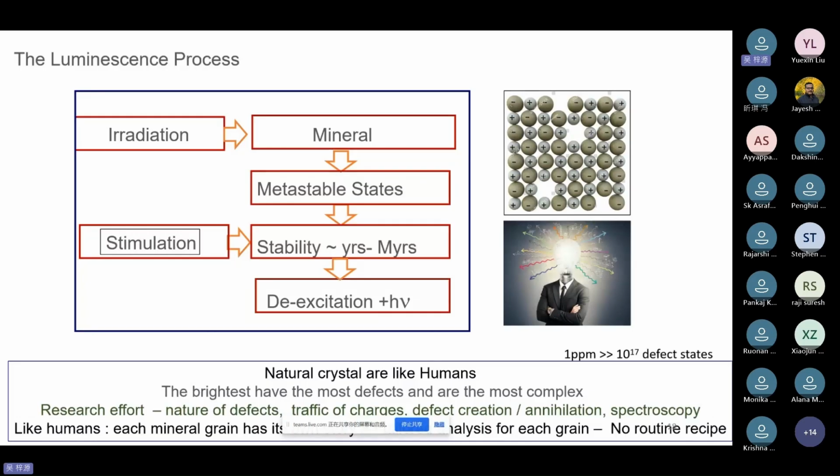So most of the research effort in luminescence today is: what is the nature of defects, how do the electrons move around the crystal, can we create new defects or kill some defects, and we use almost all possible spectroscopic methods to analyze it. And like human beings, each mineral grain has its own story to tell. So you cannot generalize any mineral specifically for any other application. You have to create a calibration curve, create an analysis of each mineral for each time, for each situation. And that makes it more complex and not a routine method.